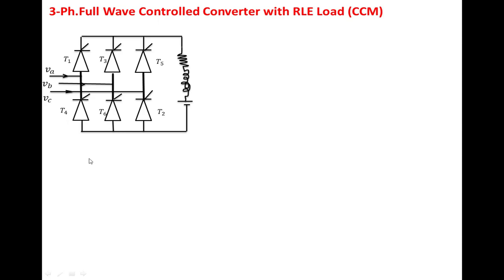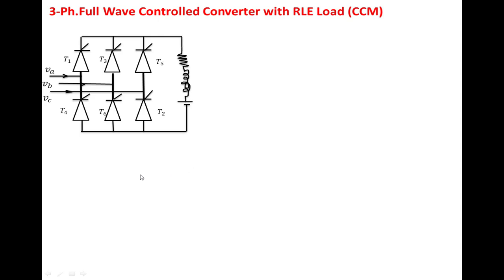There is a closed path between the supply and the load only when one device from the positive group conducts and one more device from the negative group conducts. Suppose T1 and T2 are conducting: A is connected to the upper terminal and C is connected to the lower terminal, so the output voltage becomes the line voltage VAC. In the same manner, when two devices are conducting, the load is subjected to a line voltage.